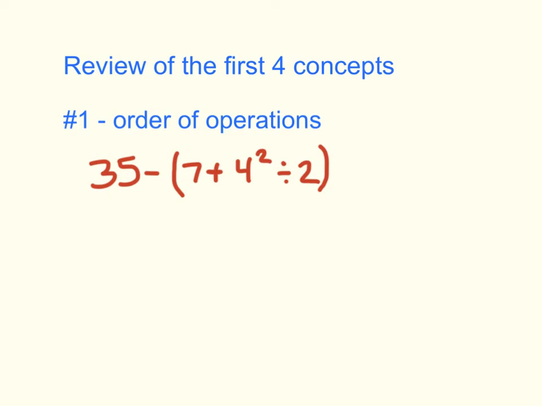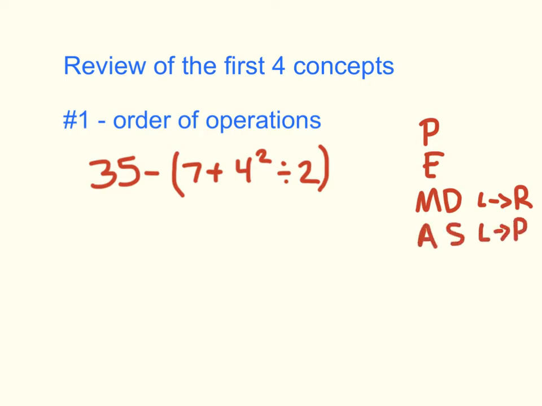This is a quick review of the first 4 concepts we have learned in this course. Number 1, the order of operations. Remember that the order of operations are parentheses, exponents, multiply or divide from left to right, and add or subtract from left to right.